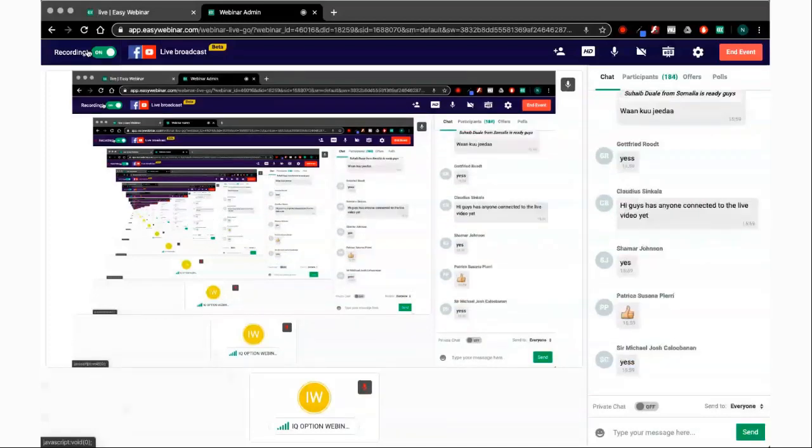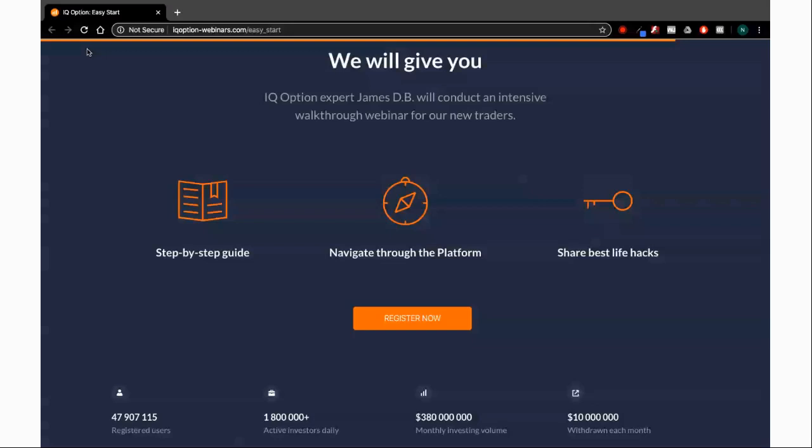Okay, so without further ado, welcome to this walkthrough of IQ Option's platform, and also welcome to IQ Option. I am James DB, and I shall be doing just as this page says, conducting an intensive walkthrough, if you like. So we'll have a look at some of the ways to use the platform, just to make it a bit clearer. You might be new to trading, you might be a proficient trader but new to IQ Option. Either way, today you'll become very familiar.